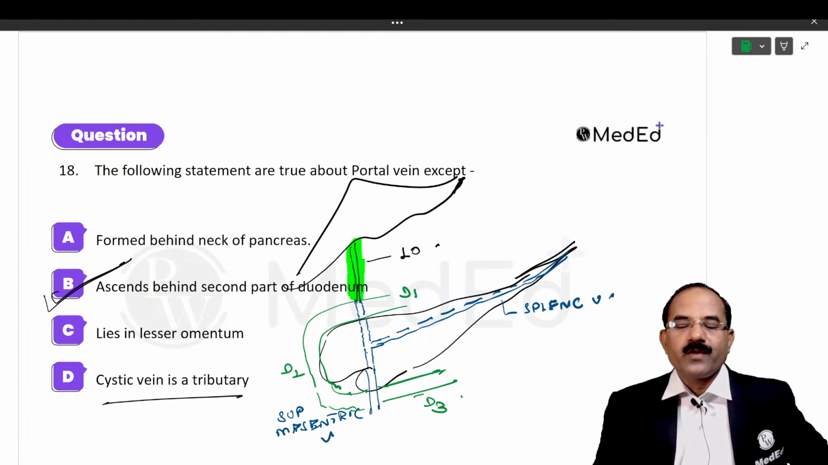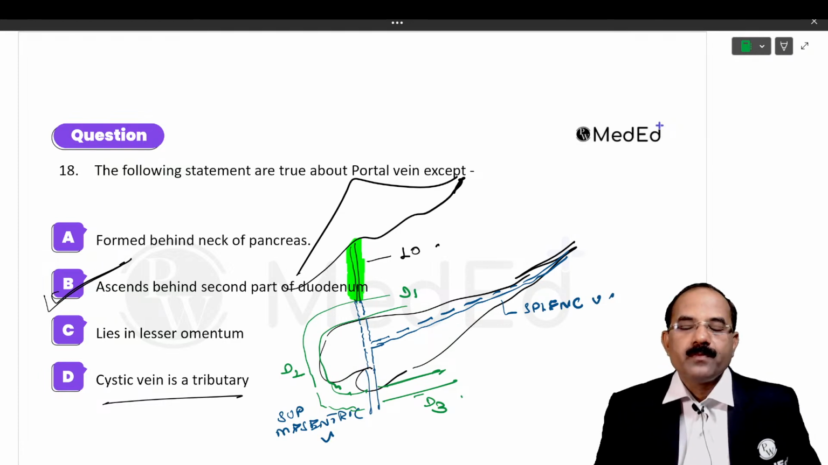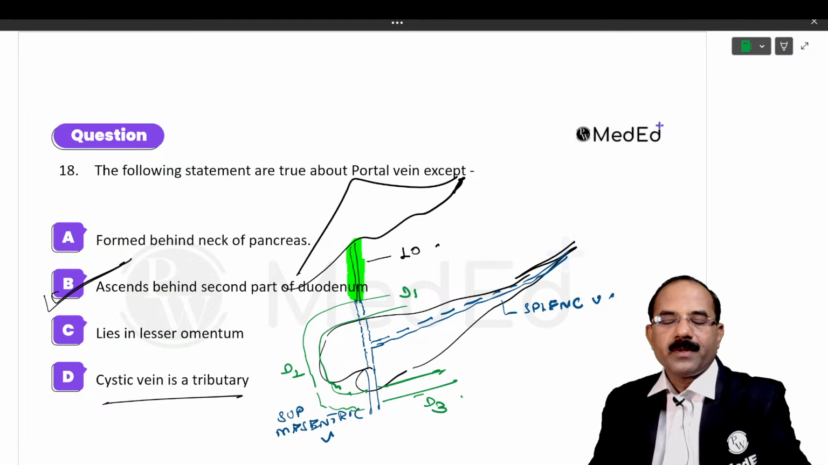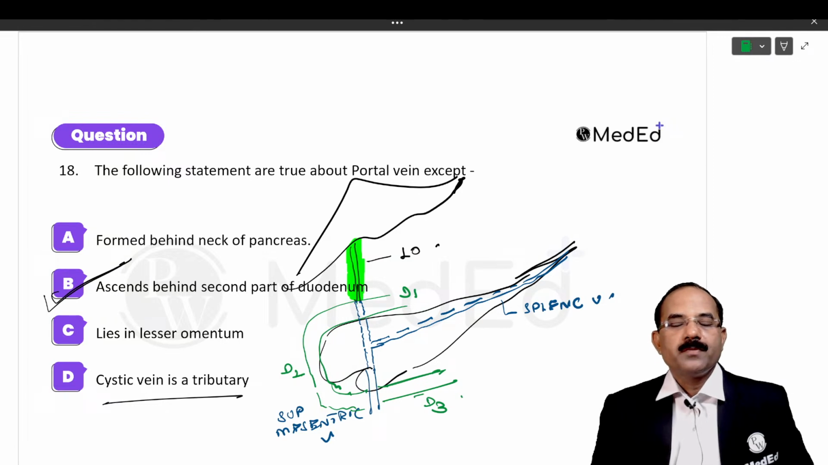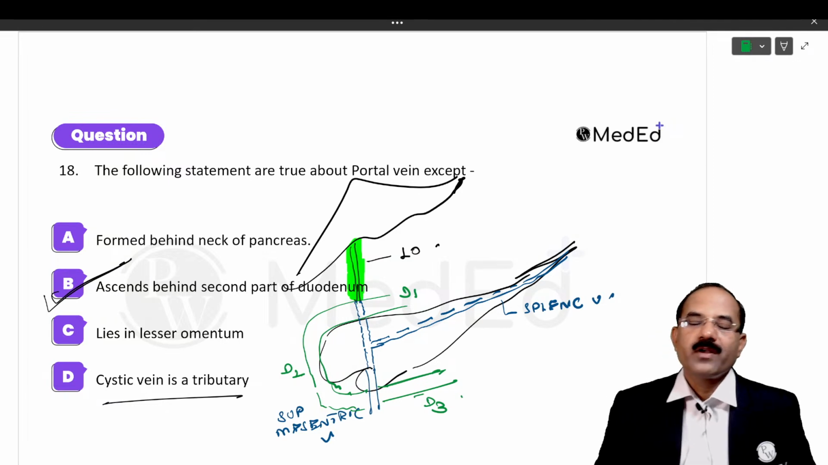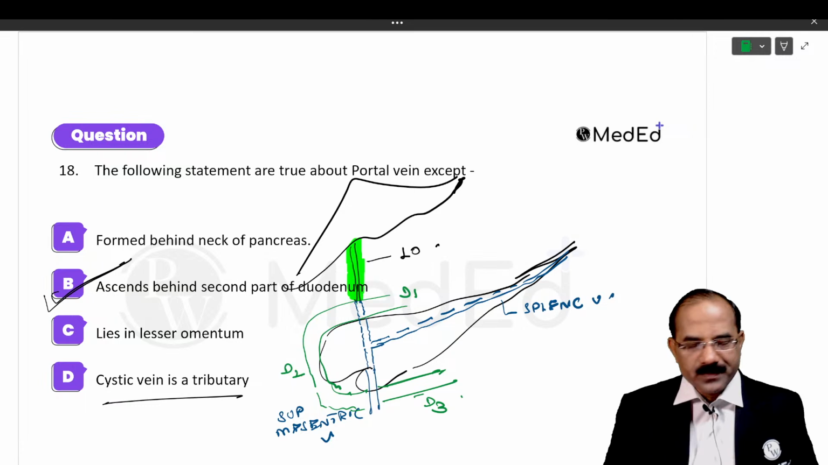ठीक है? Okay, fine. डॉक्टर दीपा क्लियर है? फाइन. गौरव, शंभू, सुचमन, पारस, फरहा, वेरी गुड.